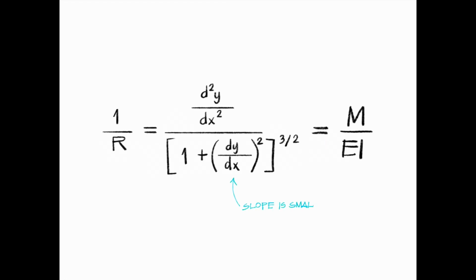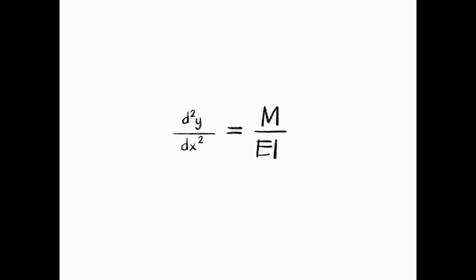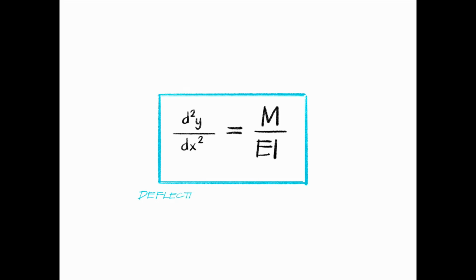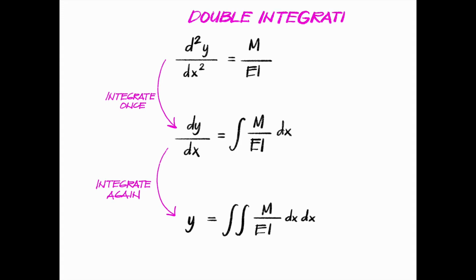By assuming elastic deformation and small slopes, we can disregard the squared dy over dx term, yielding a simpler differential equation for beam deflection. We can find an expression for deflection by integrating this equation twice, known as the double integration method. It's easier to grasp this method with an example.